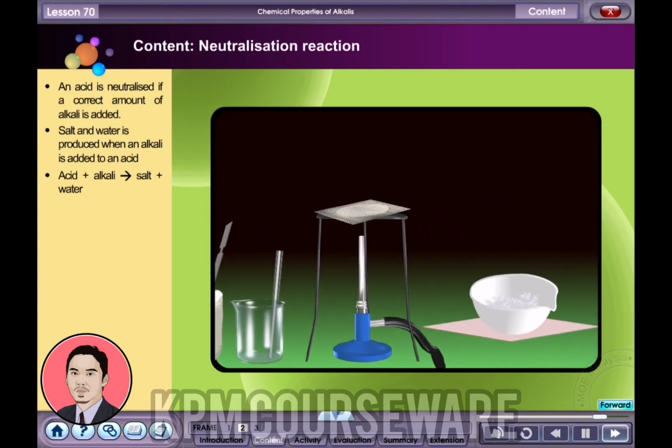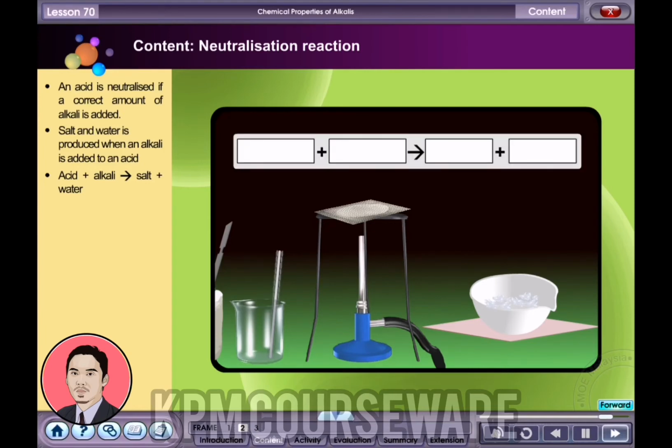To know exactly what is inside the evaporating dish, let's write the chemical equation. Click the check button when you are done. When sodium hydroxide is added to hydrochloric acid, a salt, which is sodium chloride, and water are produced.